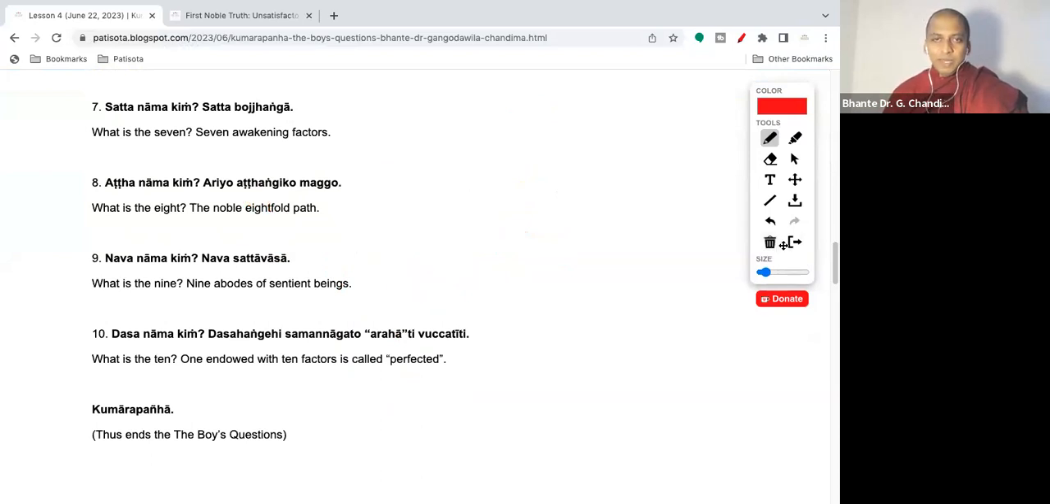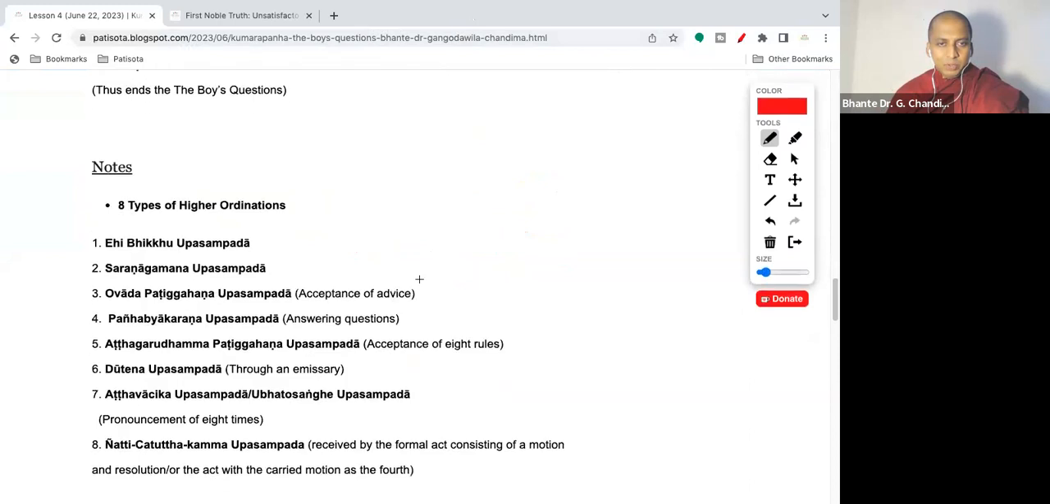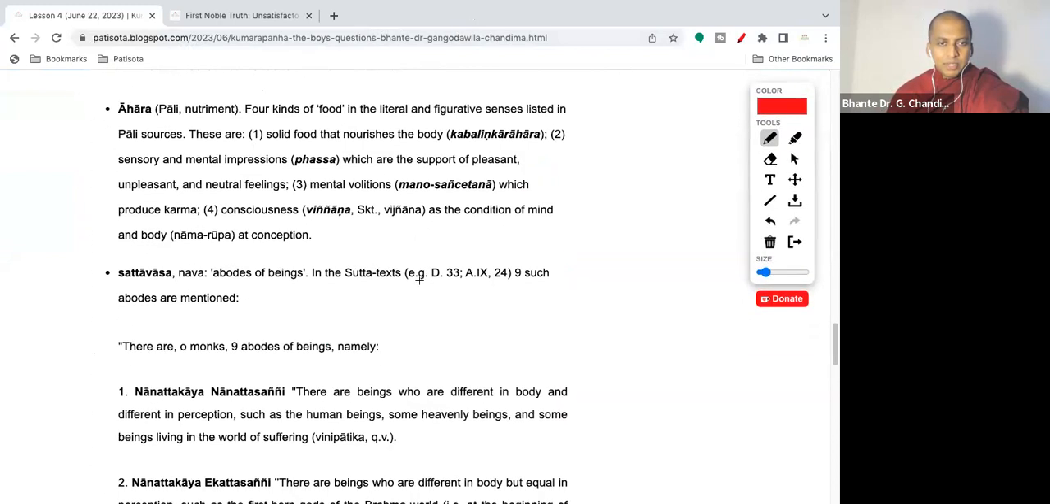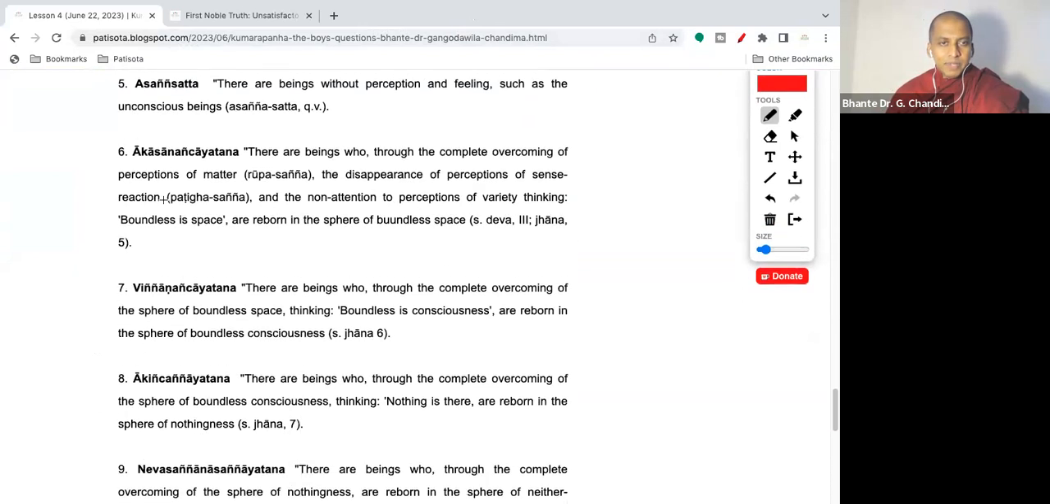That is the Noble Eightfold Path. Now we are going into number 9, question number 9. Nava Sattavasa. Dhamma folks, these are 9 places. If you can scroll down, you can see I have posted them here. 9 places where we are born.